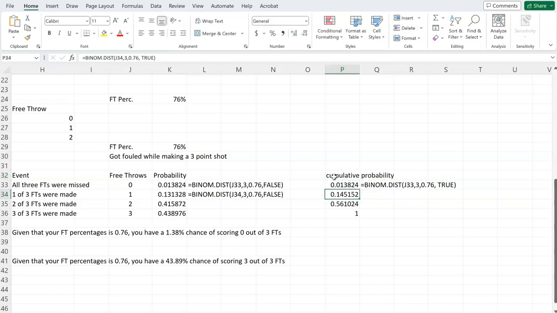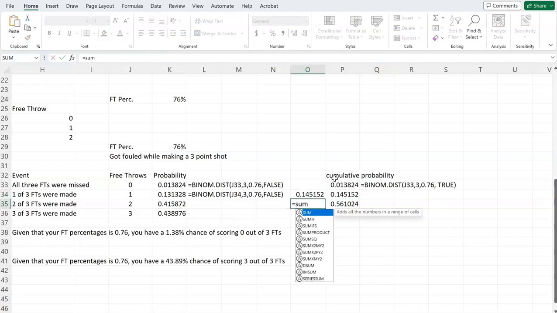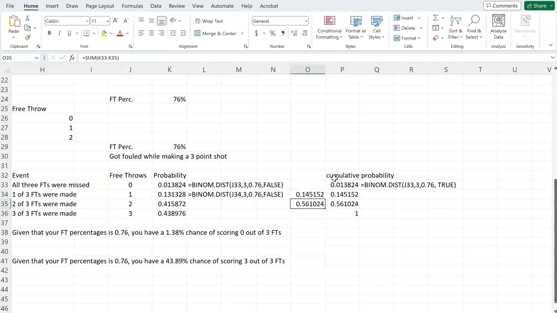What this means is that if you add these two numbers, so if I add the first 2 numbers, I will get this one. If I add the first 3 numbers, I should get that number. And if I add all the 4 numbers, I should get 1. So it is just giving us a cumulative increase or the cumulative value of the probability.